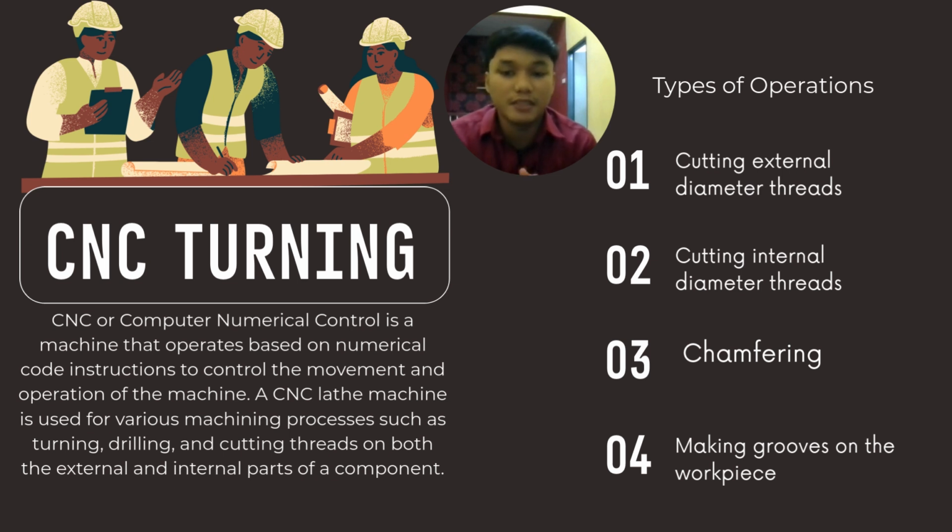A CNC lathe machine is used for various machining processes such as turning, drilling, and cutting. The machine works on both the external and internal part of a component. The types of CNC turning operation are: number one, cutting external diameter thread; number two, cutting internal diameter thread; number three, chamfering; and number four, making grooves on the workpiece.